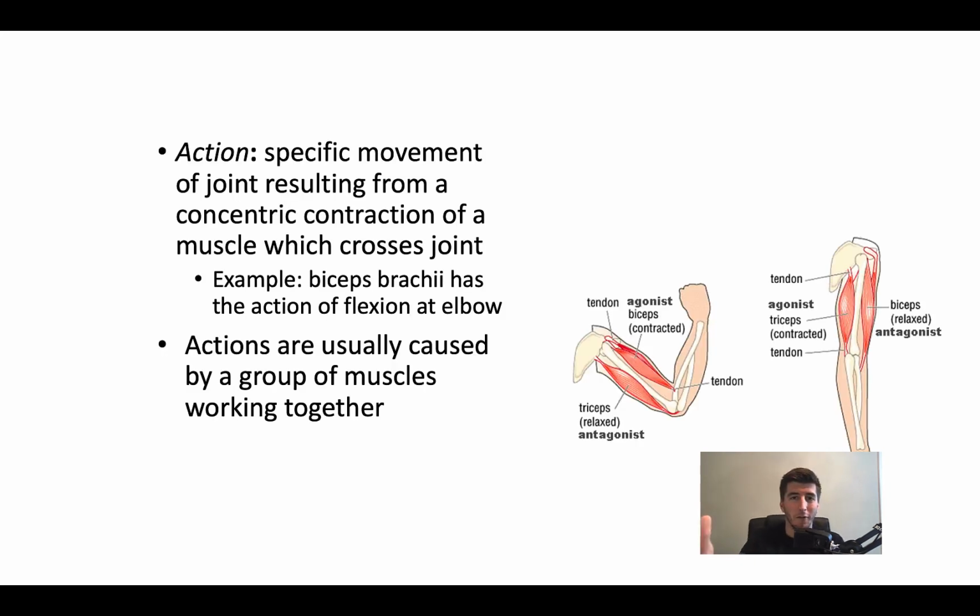What I want you guys to know is that a muscle action is going to be the specific movement of a joint. It's usually going to be resulting from a concentric contraction. So that is a shortening contraction across the joint of which a muscle is. If you think about the bicep, as the bicep crosses into the radius and the ulna, or into the forearm, if you will, you can see that there's an action occurring. There's a flexion occurring. So the action at the elbow is going to be the flexion occurring.